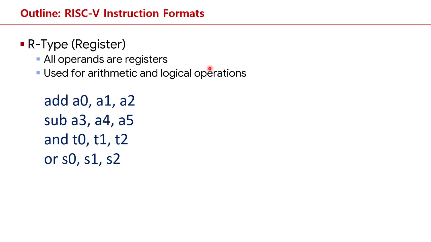Let's take a look at another basic form of instruction, the R-type assembly instruction. First, the source register is A1 in this assembly instruction, and in this one, the A2 register is used as the second source register. This rule can be applied to another example instruction because the second operands are registers: A5 register, T2 register, S2 register. So we call this kind of assembly instruction an R-type assembly instruction.